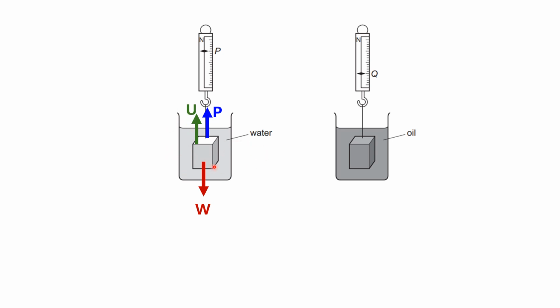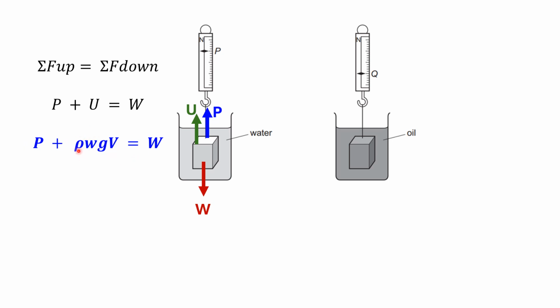Considering this scenario is in equilibrium, the sum of forces up is equal to the sum of forces down. So we have up, U plus P, and down we have the weight. We need to rearrange this in terms of the density of the water. So the formula here for upthrust force in terms of density of the water is density of the water times G times the volume displaced, which is the volume of the cube. So I want to rearrange this equation in terms of the density of the water. So this is what we have.